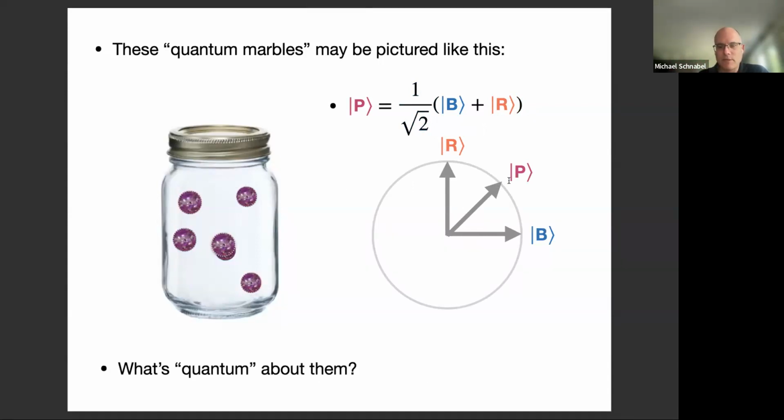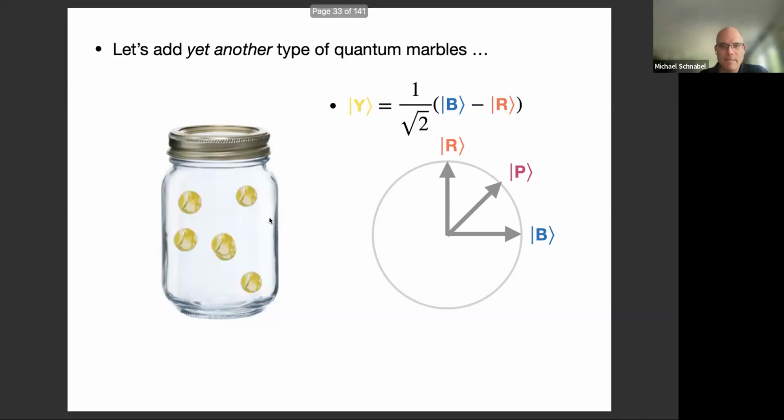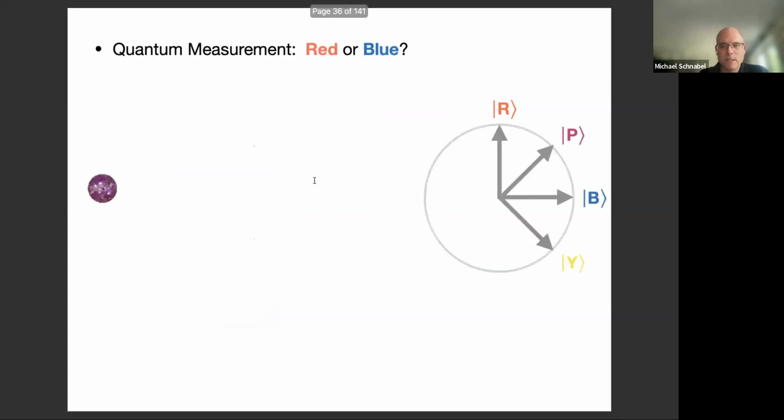And now, what's quantum about these? Because I told you these are strange marbles. Well, before answering this question, let's do the same thing. Instead of adding them, we can subtract them. And these are like quantum yellow marbles. Again, what's quantum about those? So let's just understand the property.